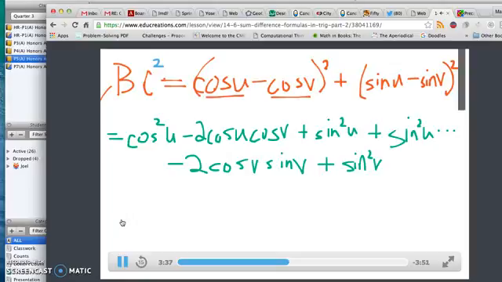This is what it looks like. Cosine u minus cosine v squared is cos squared u minus 2 cos u cos v plus cos squared v, and sine u minus sine v squared is sine squared u minus 2 sine u sine v plus sine squared v.